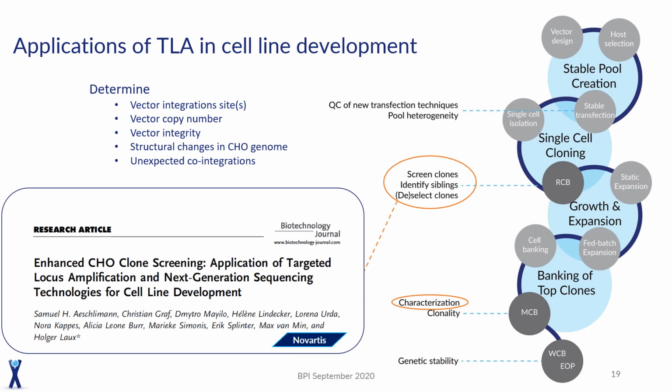So Novartis has published last year on the use of our TLA kits for in-house clone selection. So they described that they can go from cell up to the report needed to determine which clones to continue with on the genetic level with TLA within 7 working days.